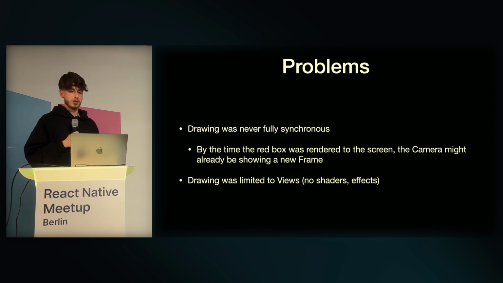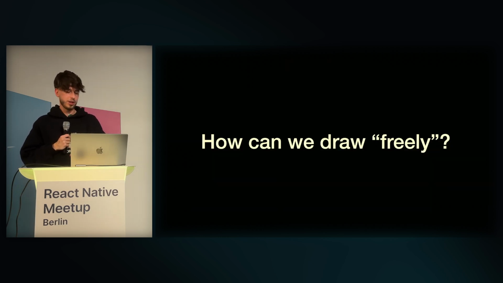And also, drawing was limited to views, so we can only render maybe a red rectangle, but we can't render any shaders, any effects, any custom paths, unless we use SVG or something, which is slow again. So we need something that's more flexible and fully synchronous. So we want to draw freely and synchronously. How can we do that?